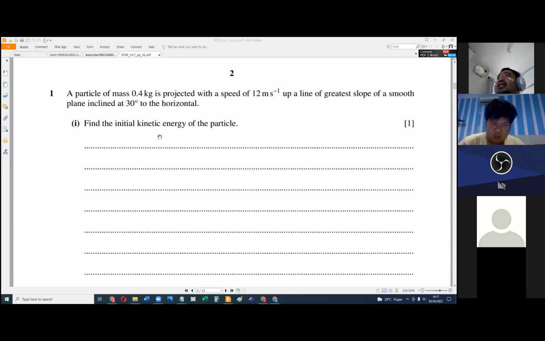So what we have here is a particle of mass 0.4 kilogram projected at a speed of 12 meters per second up the line of greatest slope of a smooth plane inclined at 30 degrees to the horizontal. Now, about the initial kinetic energy.